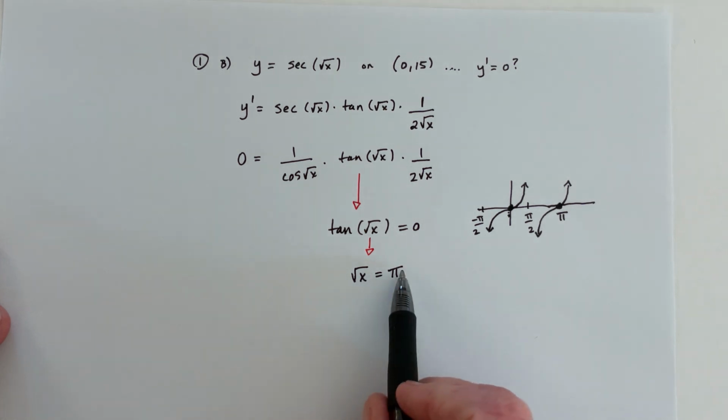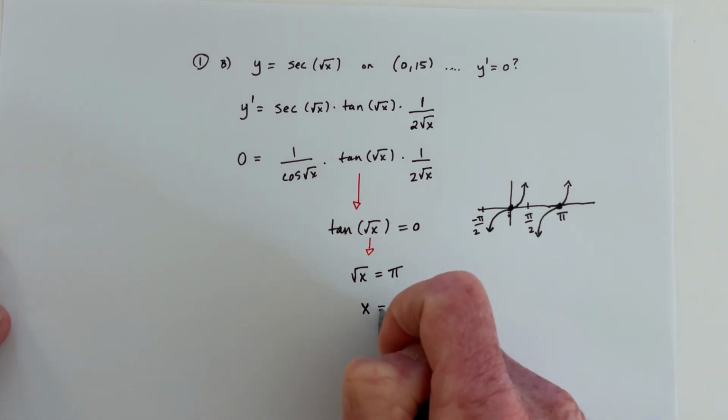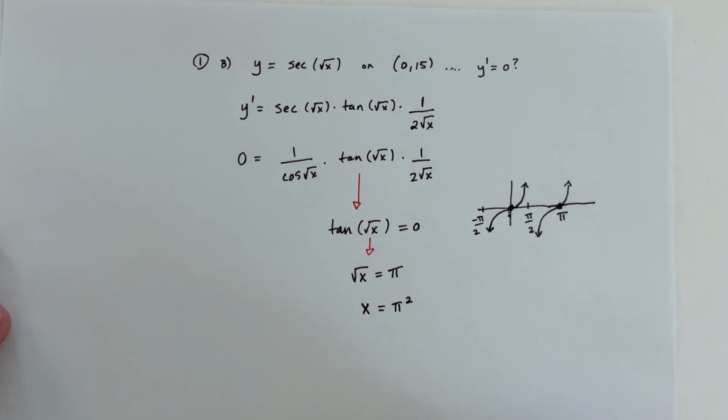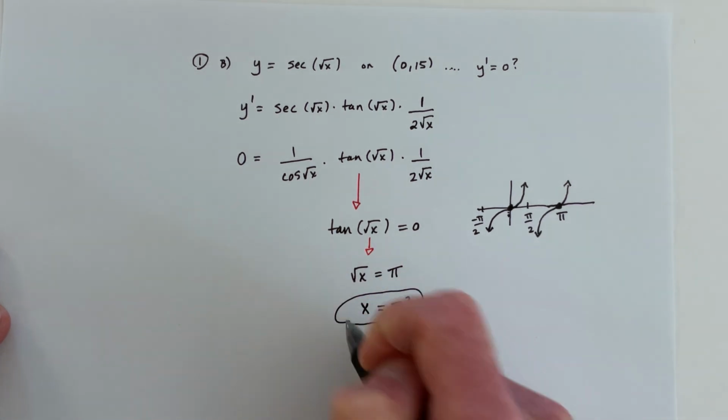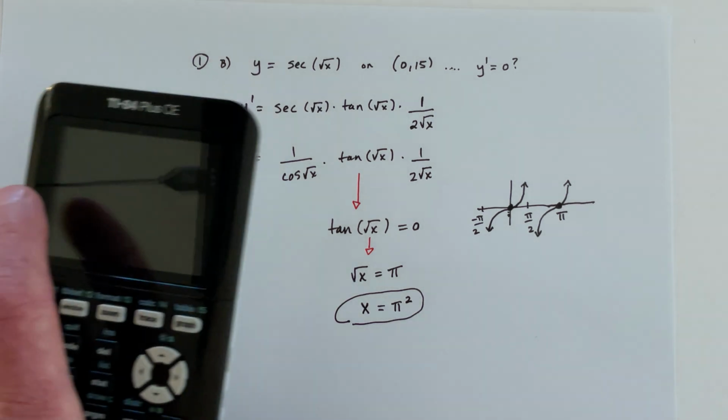Last thing, square both sides. X is equal to pi squared. And I feel so confident in my answer, I'm going to go ahead and circle it now and then check.